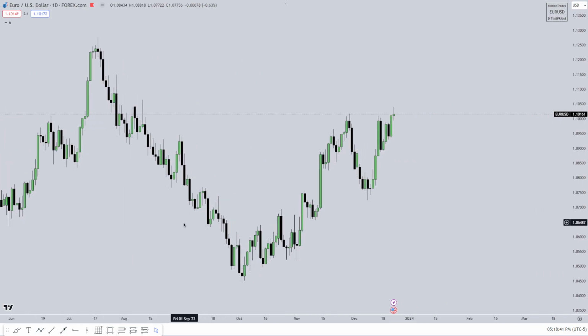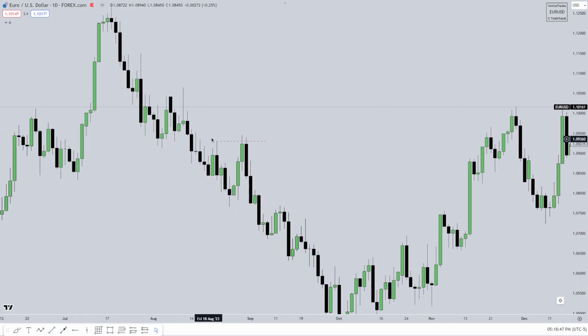I like to use the daily time frame. Those are usually my A+ setups. So for example, if I'm bearish on Euro USD at this time, and I see price coming up to this swing here, I want to see what price does to this level.